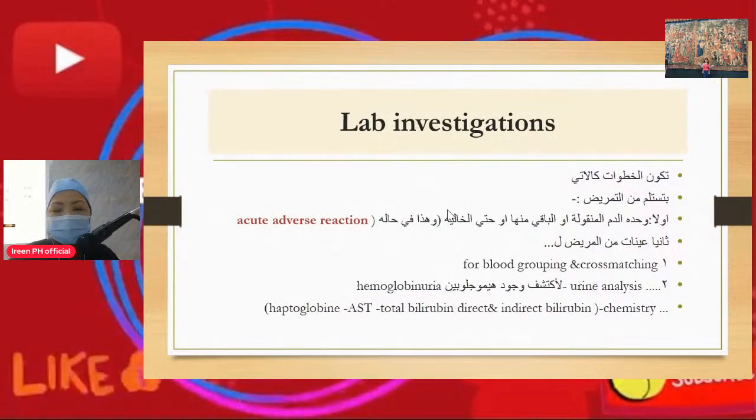In this acute adverse reaction, there are tests for blood grouping, cross-matching, hemoglobinuria, AST, total bilirubin, and indirect bilirubin chemistry.